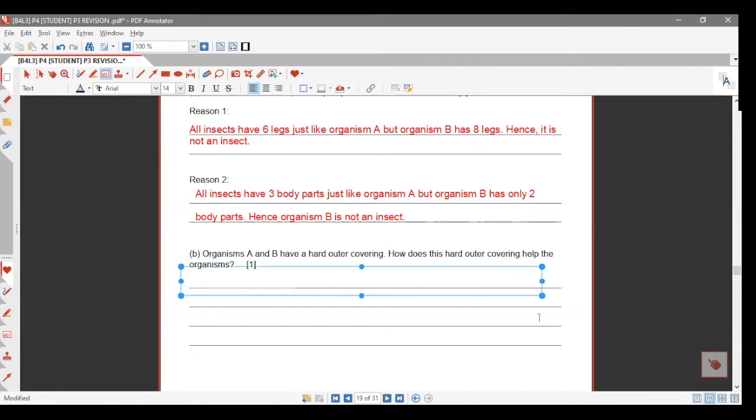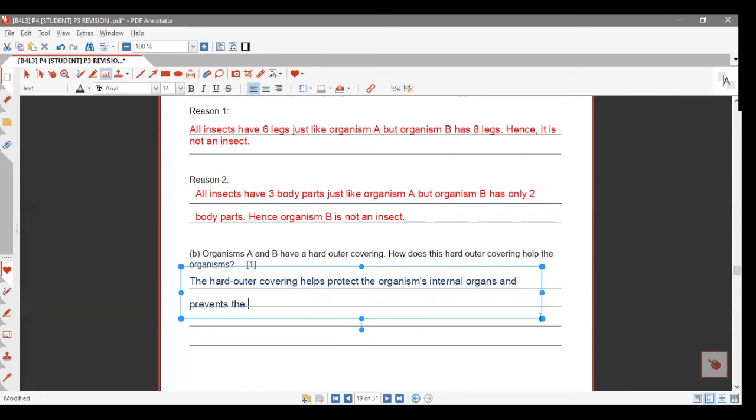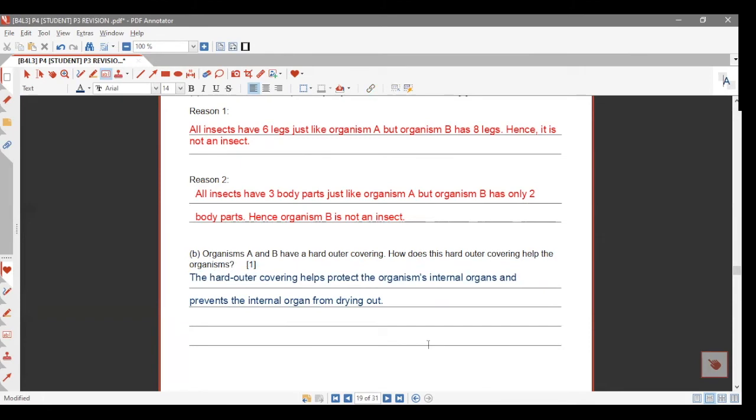So this portion is more on the hard outer covering helps protect the organism's internal organ and prevents the internal organ from drying out. I mean, same thing, our skeleton will protect us. The skeleton gives our body the shape so that it will protect our internal organ.